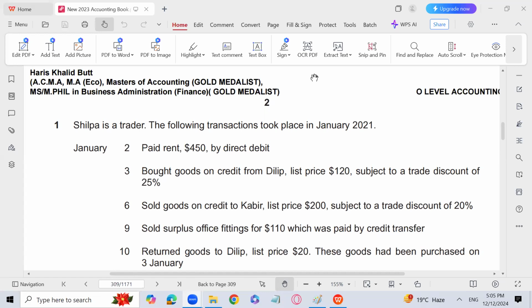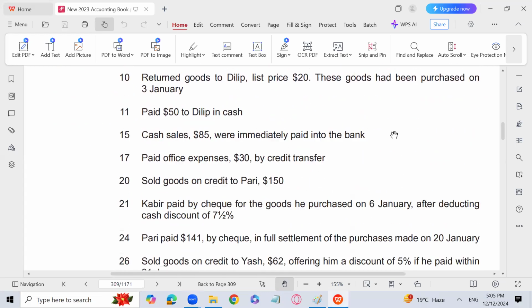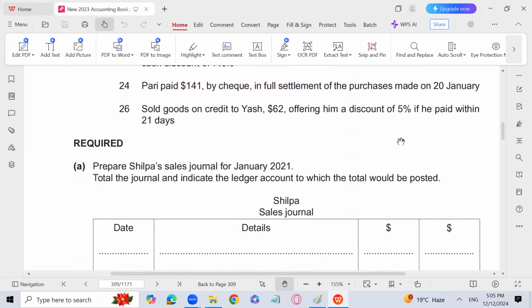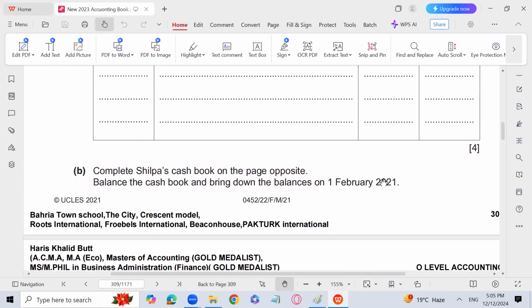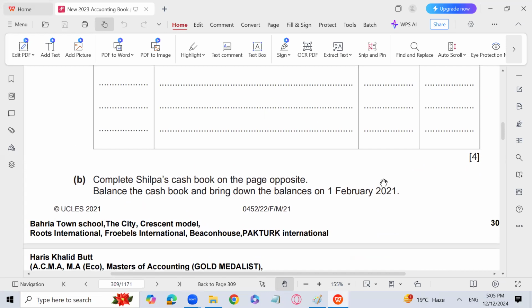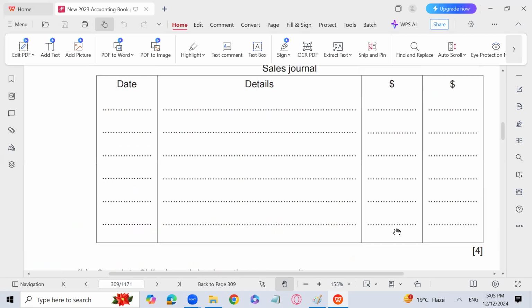Today we are going to solve a question from O Levels Accounting 7707 and IGCSE Accounting 0452. The question came in the February/March 21, 22 paper. It is basically from the three-column cash book, and it came in February/March 21, 22, 0452 IGCSE, but it is also a part of O Levels 7707. So let's start the question.